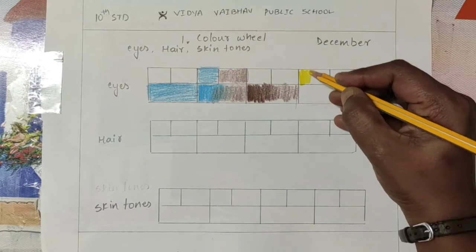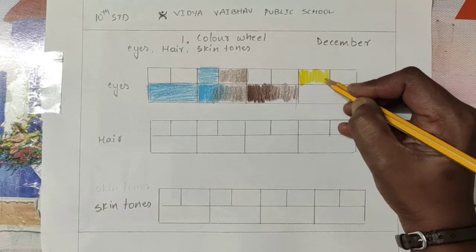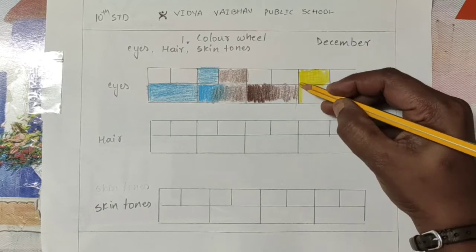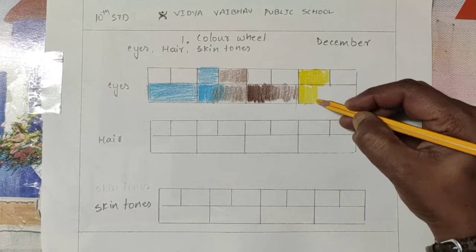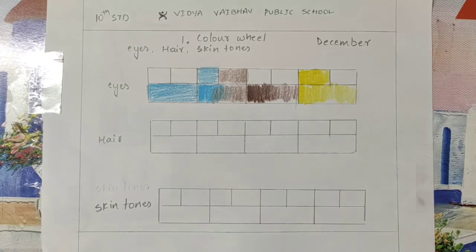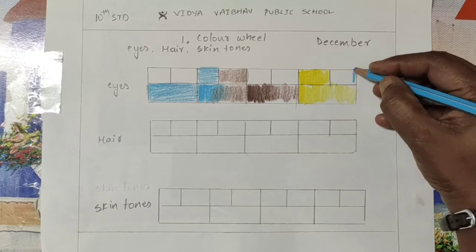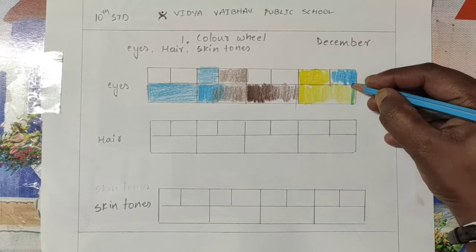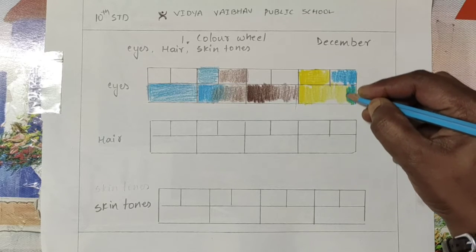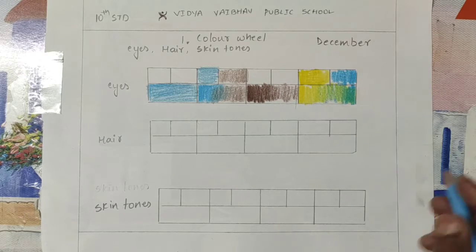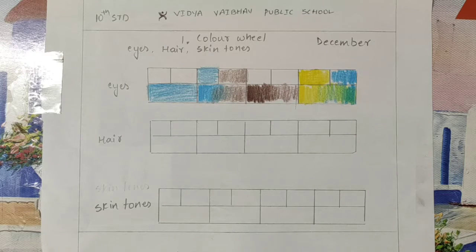The next eye color is yellow plus blue. So here you can see the yellow and green shade. Just see and observe how it's going to blend, because we already learned the color wheel. Here we are learning the color wheel for eyes, hair and skin tones.